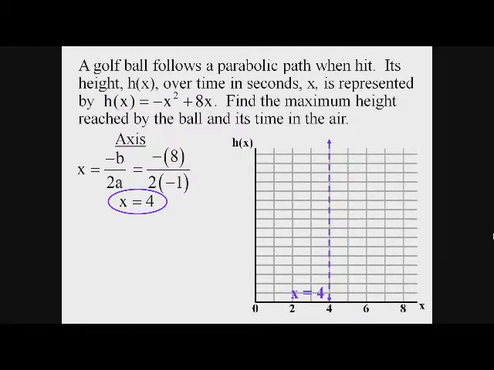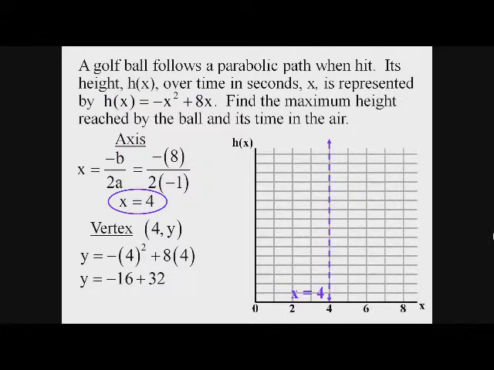Now, since that's the axis of symmetry, which also represents the x-coordinate of the vertex, I can easily find my vertex by plugging in 4 into the equation. So I end up getting 16. So 4, 16 is where my vertex is. In order to hit 16 on the y-axis, I'll scale this by ones. And here's my vertex at 4, 16. That means after 4 seconds, it reaches a maximum height of 16 units.